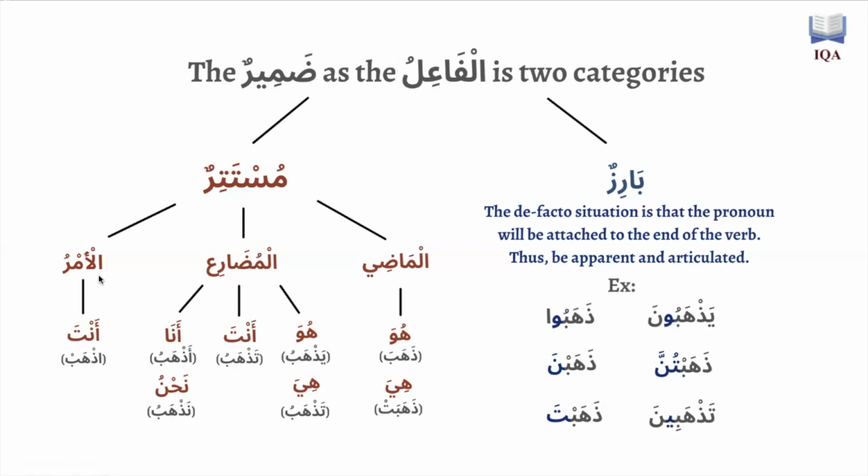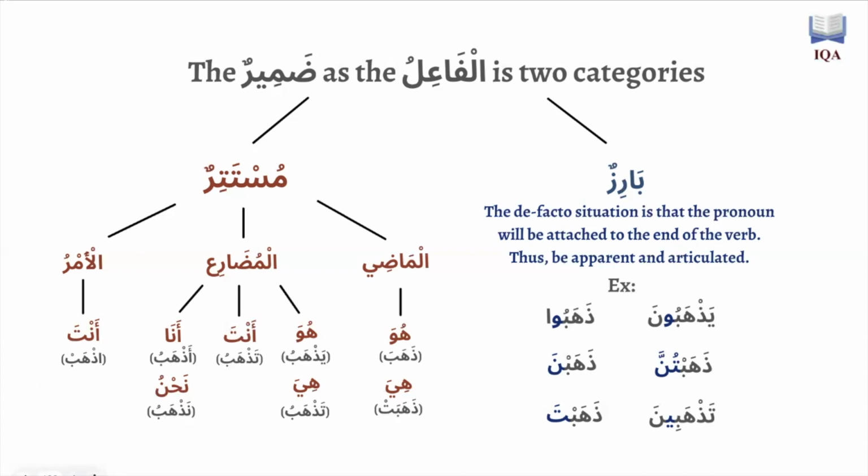Then al-amr, the verb of command, we have anta. So for example, when I say idhab, I'm commanding somebody to go. Where is the ضمير anta coming as the fa'il in idhab? It's mustatirun, it's hidden. But in all other scenarios, it's not going to be hidden. For example, if I say idhabi, the ya there is the pronoun and it's not mustatirun. So, inshallah, this is fairly clear.